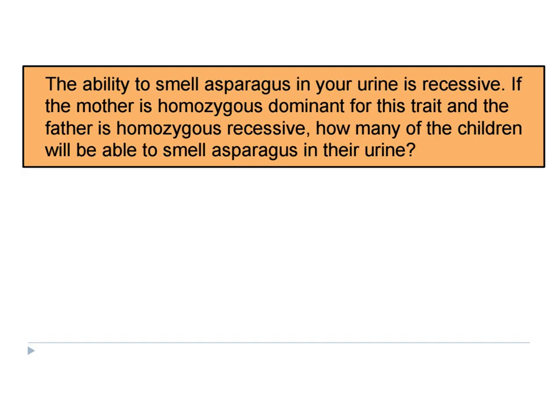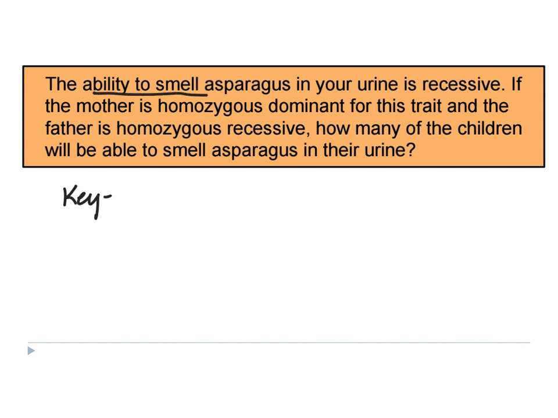This problem is a little bit more complex, but it also asks a very specific question. The ability to smell asparagus in your urine is recessive. If the mother is homozygous dominant for this trait and the father is homozygous recessive, how many of the children will be able to smell asparagus in their urine? So again, I have 5 parts to the problem. I'm going to start with the key.